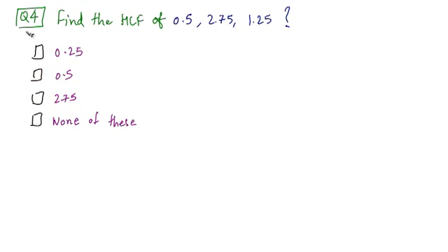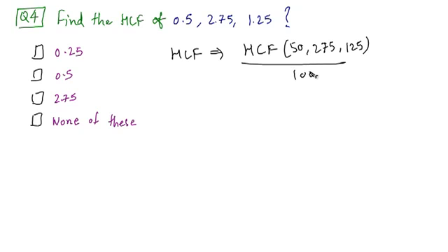Now time for question number 4. Find the HCF of the same numbers that were given in question number 3. Again we can use the same method. First remove the decimal point, calculate the HCF, and then recover the decimal point. So the final answer would be the HCF of 50, 275 and 125 divided by 100, because we multiplied these numbers by 100 to remove the decimal point.